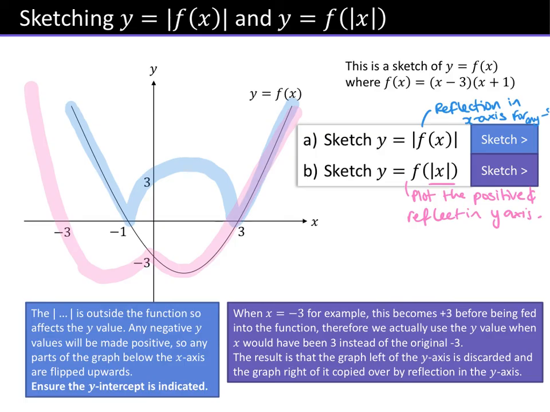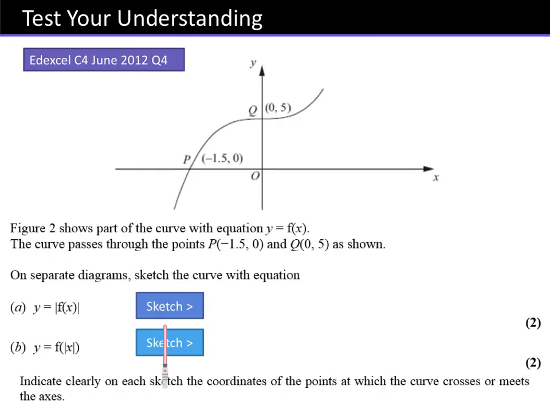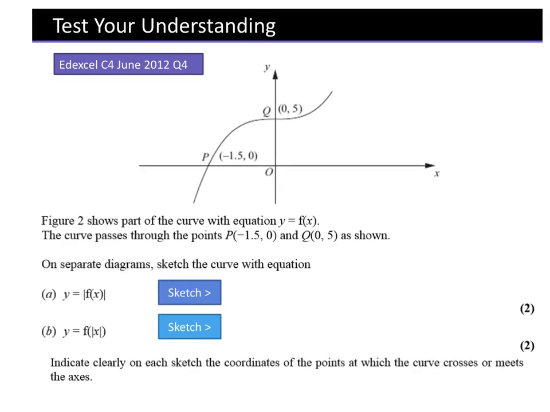So the reason why we do that is because for the first one, we're taking the modulus of what the answer is, so of course this makes sense. If our answer here was negative 3, the modulus of negative 3 is 3, so nice and simple. But for the second one, if we had x equals negative 3, it's going to become plus 3, and then it's going to go into the function. Okay, so this is why we end up getting a reflection. You'll see it in a minute once we get a few examples. So, test your understanding. Let's have a look.